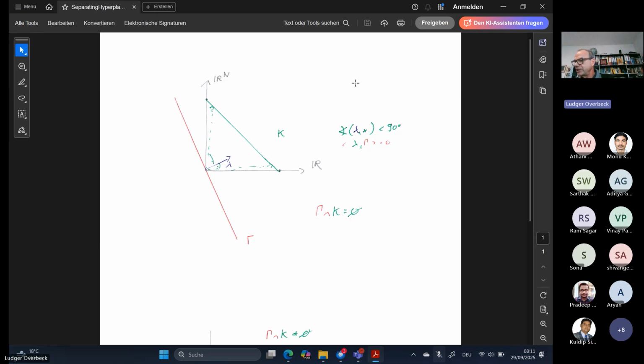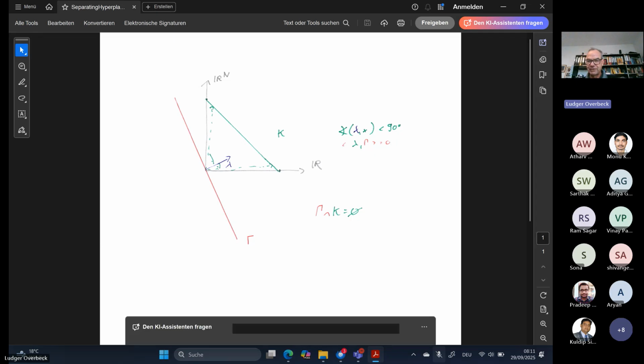Okay, that's the situation. The gamma is a vector space in R^n. Of course, as usual, you can only draw in R^2. So imagine these are all R^n. These are the states.